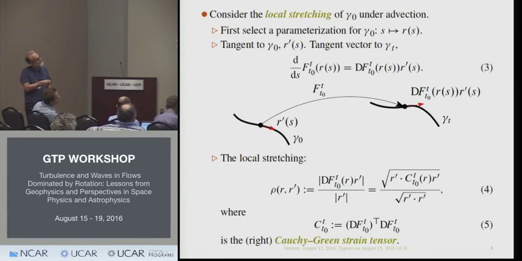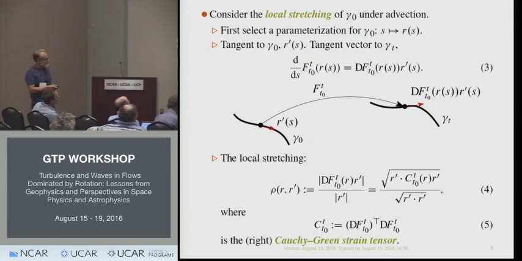At time t, the derivative of the image under the flow map of this vector is the differential of the flow map times r prime. Stretching is defined as the relative stretching: the length of this vector tangent to the curve relative to its initial length. In here we have the gradient of the flow map, and you have the Cauchy-Green tensor, the right Cauchy-Green tensor, which is this thing transposed times itself.